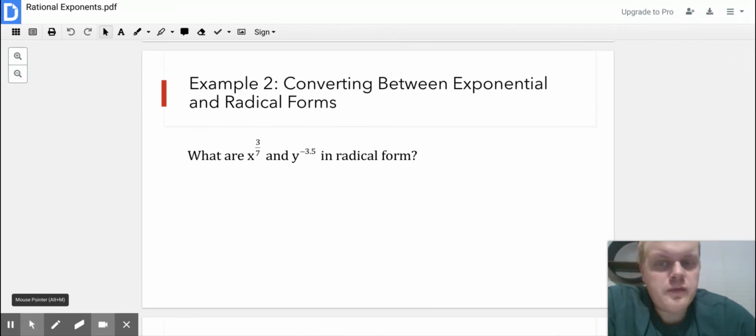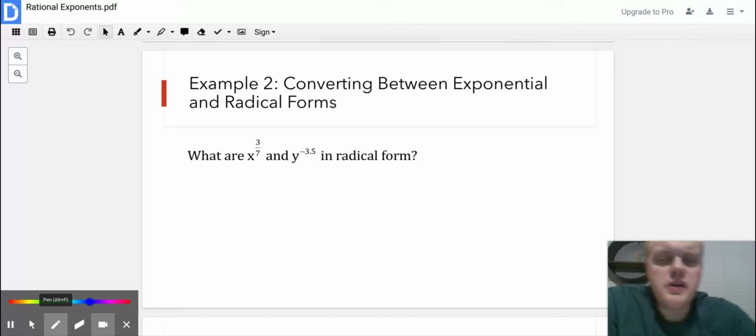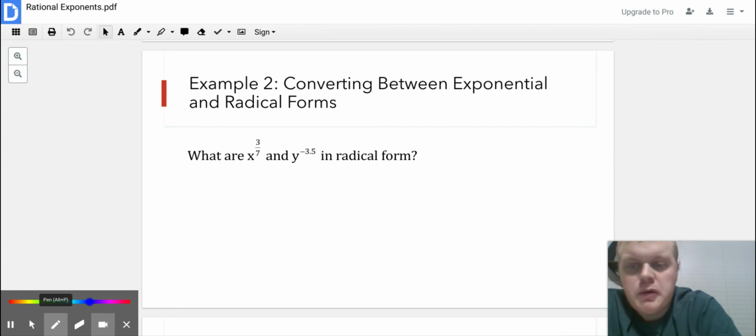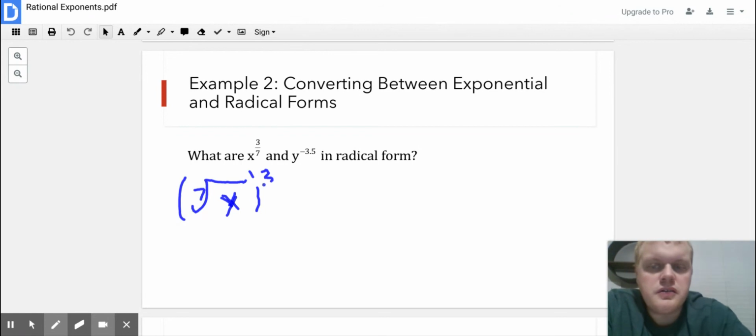We've kind of started this before. We're going to rewrite these into radical form in this one, and then we'll show you the reverse, going from radical into exponential. So we're going from exponential to radical. My first step is to rewrite that. Since that bottom number is 7, we're going to have the 7th root of x, and then I'm going to write it as we saw in that big form, putting parentheses around it to the 3rd power. So that would be x to the power of 3/7.